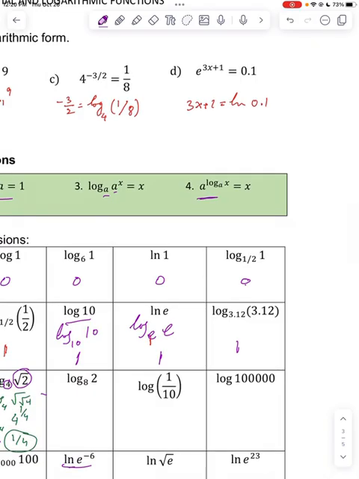Last property here, a raised to log base a of x. So the base here is the same as the base here, because we are raising it to some exponent. So we get back our x.